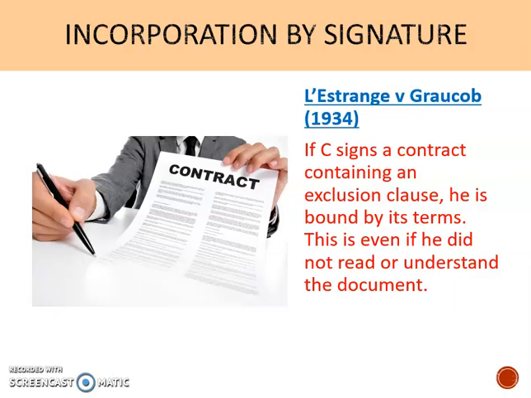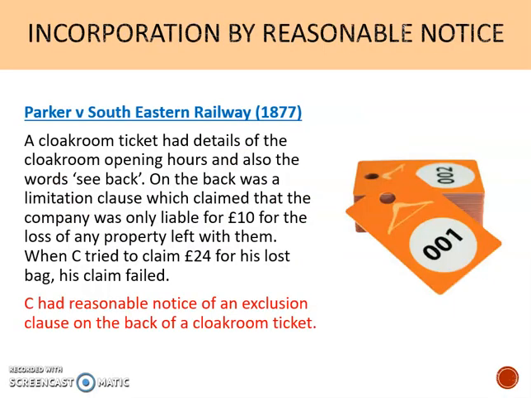And it is possible to exclude liability by reasonable notice. And this comes from the case of Parker. And you can see it's an old case here from 1877. In this case, a cloakroom ticket had details of cloakroom opening hours and also the words "see back." And on the back of this ticket was a limitation clause, which said that if you gave your coat in to this cloakroom and they happened to lose your coat, the most that the company would pay you back was £10 for the loss of the property left with them. That's quite a large amount of money, though, in 1877.